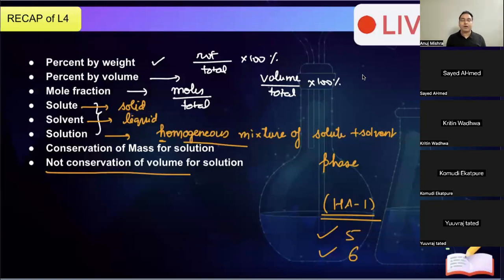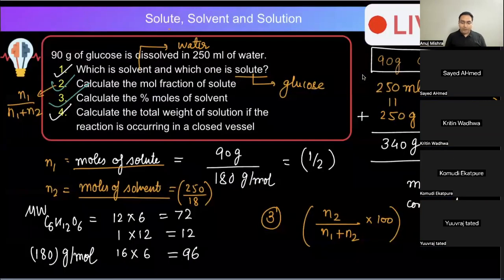Percentage by weight, percentage by volume, mole fraction, solute, solvent, solution. Conservation of mass for solution holds true, but conservation of volume does not hold true. Then we talked about this question, 90 grams of glucose with 250 ml of water. What is solute? What is solvent? What is mole fraction? So we got moles of each. What is percent by moles? Mole fraction multiplied by 100. The definition we already know.